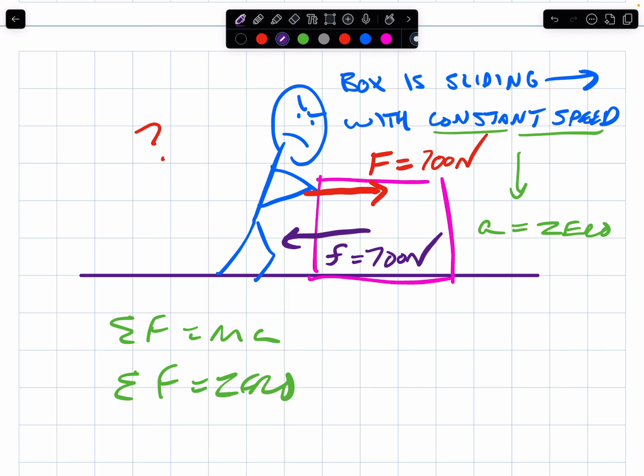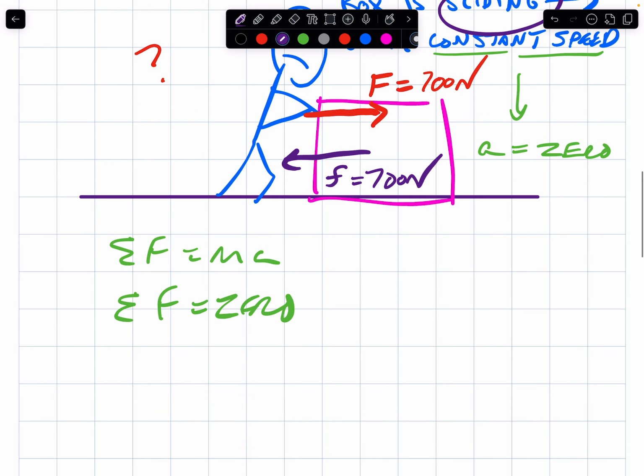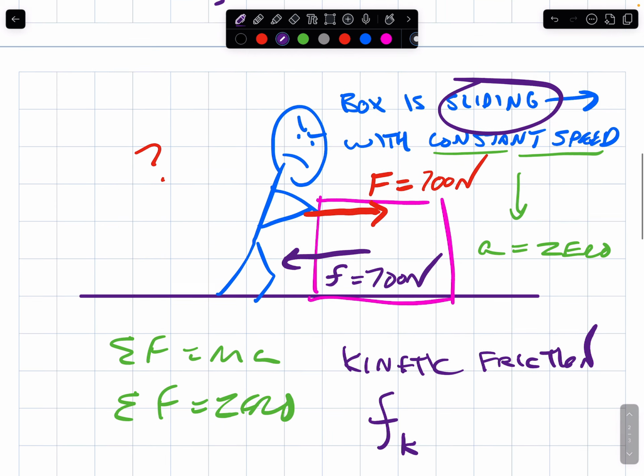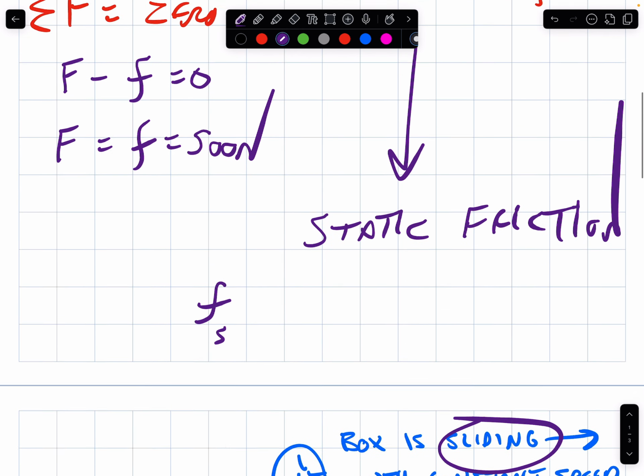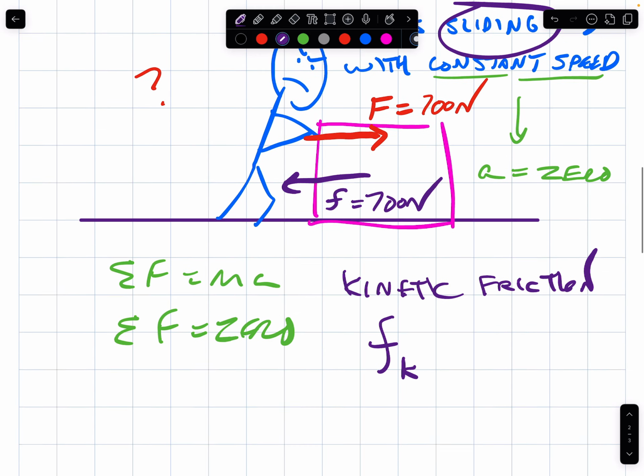Since the box is now sliding, the nature of this frictional force is a little bit different. If it's slipping, this is now called kinetic friction, and that could be denoted with a little subscript here, F sub K. So there's kinetic friction if it's slipping, and there's static friction if there's no slipping. All right.